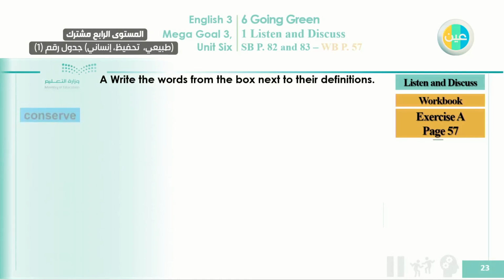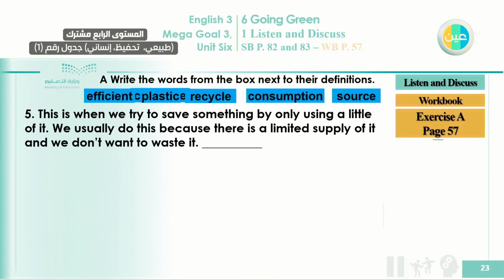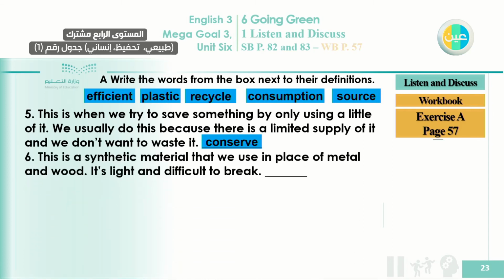Let's keep the rest of this exercise. Number 5, this is when we try to save something by only using a little of it. We usually do this because there is a limited supply of it and we don't want to waste it, which is conserve. And of course, here we have number 6, which is a synthetic material that we use in place of metal and wood. It's light and difficult to break, which is plastic.